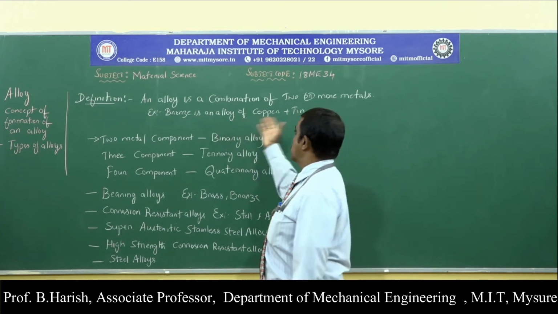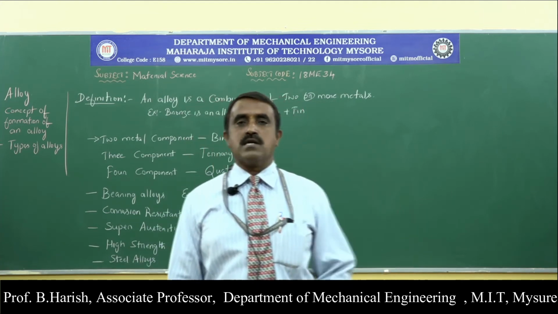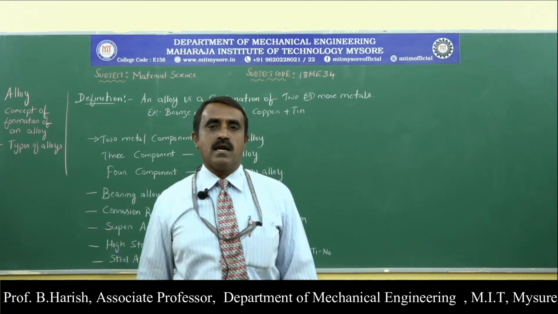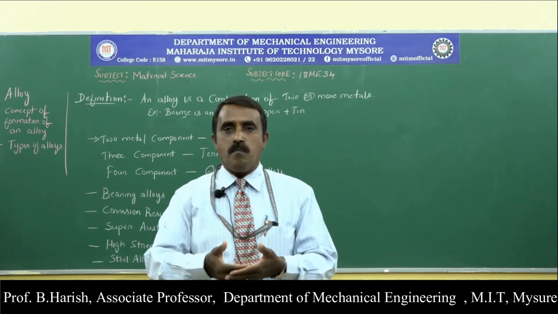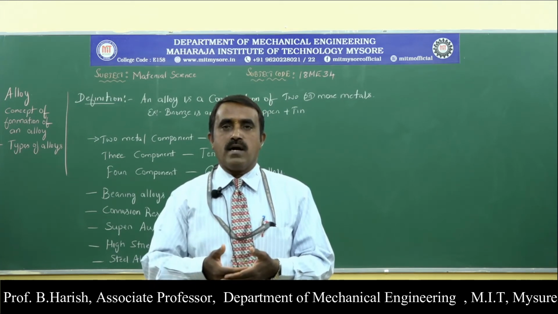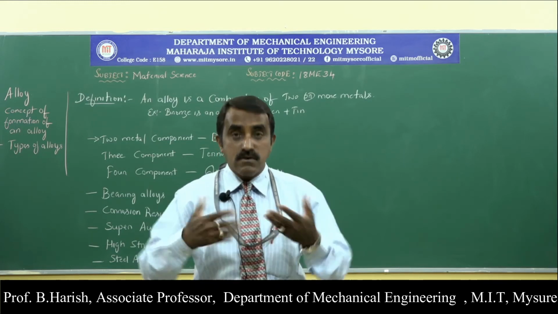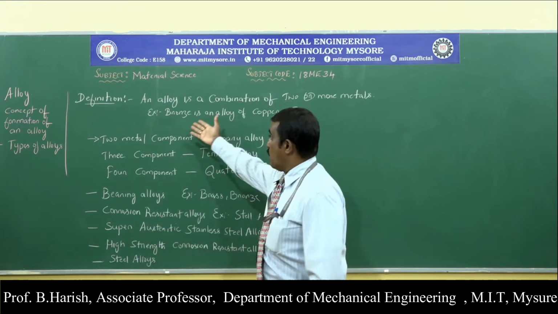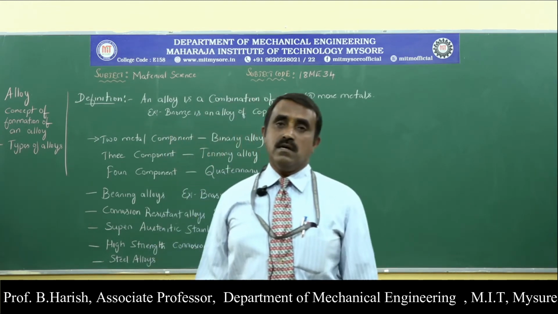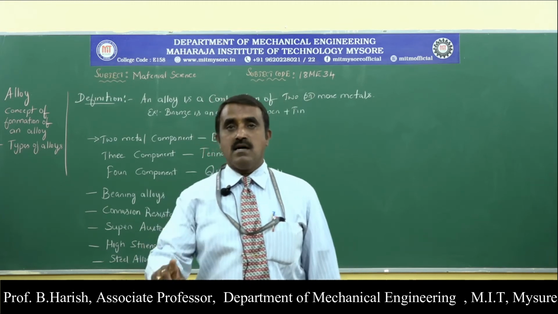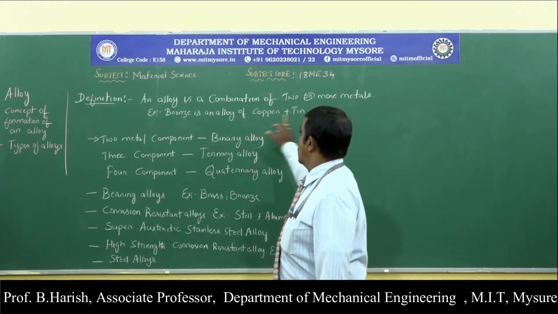Example: bronze is an alloy of copper and tin. Copper individually has certain properties, and tin as an individual material has certain properties. When I combine copper and tin, I get a new set of properties and a new metal, bronze. Bronze is not a metal that is readily available. It is got from combining copper and tin.